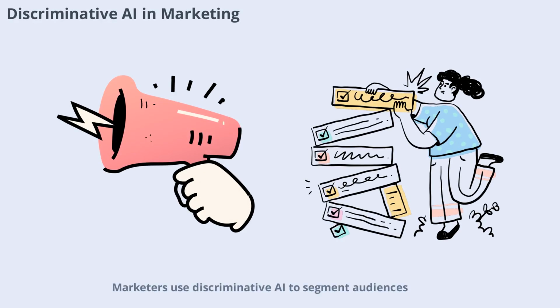Marketers use discriminative AI to segment audiences, personalize recommendations, and optimize campaigns. By accurately predicting customer preferences, these models help businesses deliver targeted messages and improve engagement.